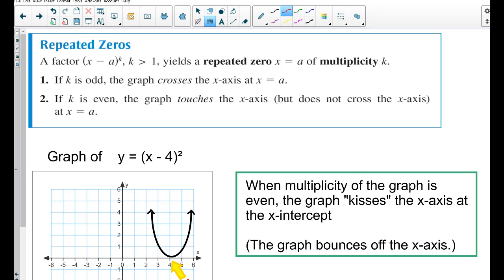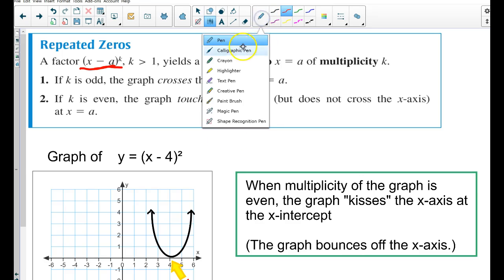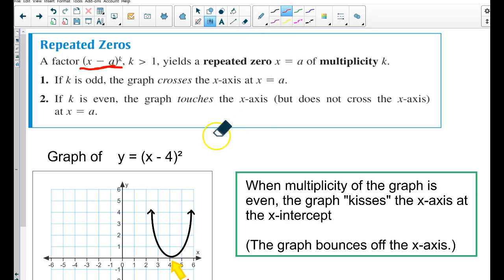I'm going to talk to you a little bit about repeated zeros, which we had discussed in Chapter 2. A repeated zero is in the form of x minus a raised to some sort of power. Here's an example. To find the zero, we just set what's inside the parenthesis equal to 0. So in this case, our root is 4, and whatever that exponent is, that's our multiplicity, which in this case is 2.